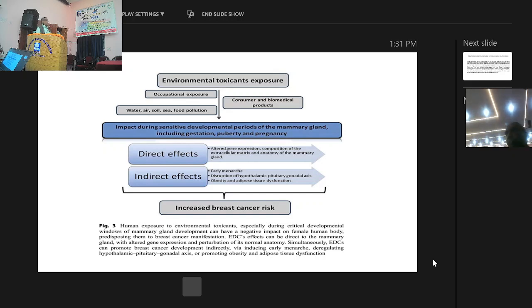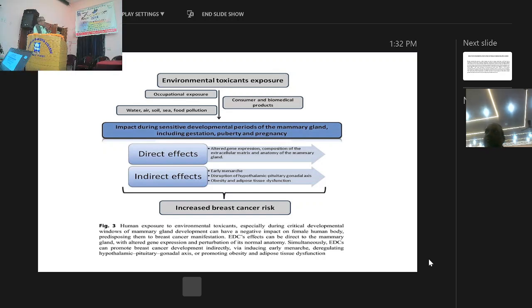human exposure to environmental toxicants, especially during critical developmental windows of mammary gland development, can have a negative impact on female. Now, environmental toxicant exposure, just occupational exposure, it may be water, air, soil, sea pollution, and consumer and biomedical products. Ultimately, it has some impact during sensitive developmental periods of the mammary gland, including gestation period, puberty and pregnancy. Its direct effect is to alter gene expression, composition of the extracellular matrix, and anatomy of the mammary gland.